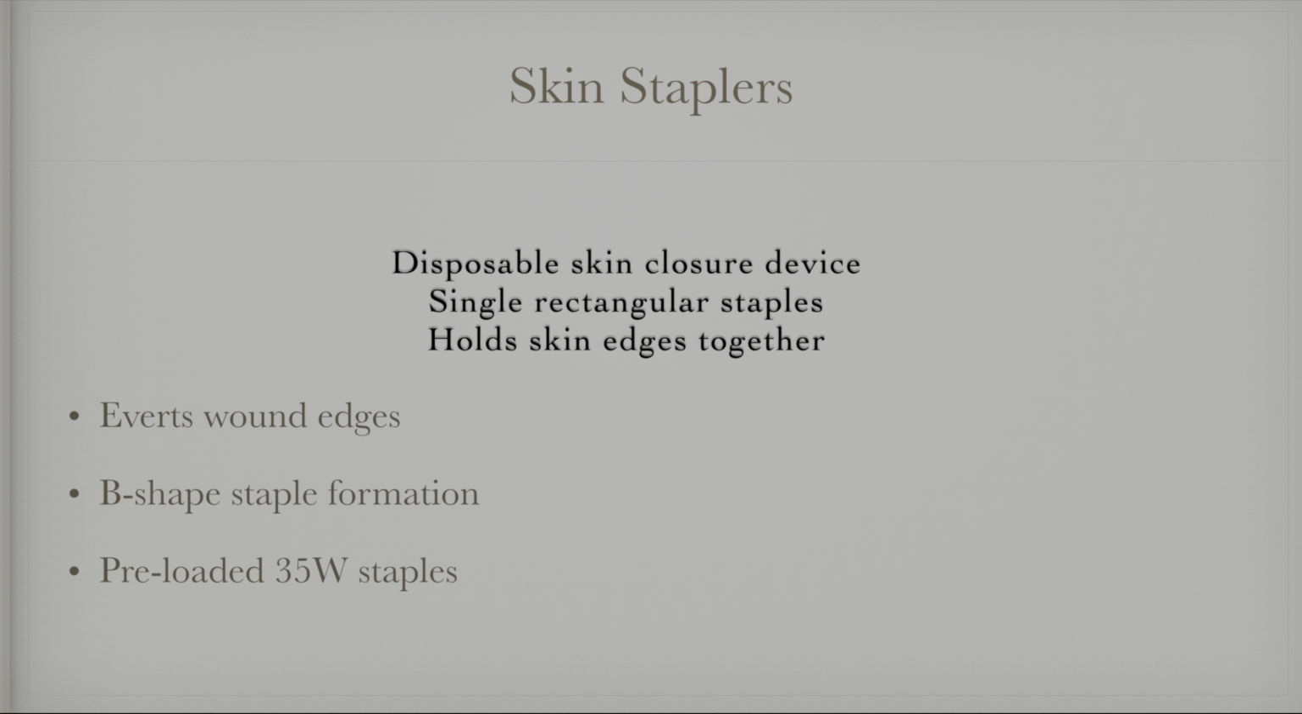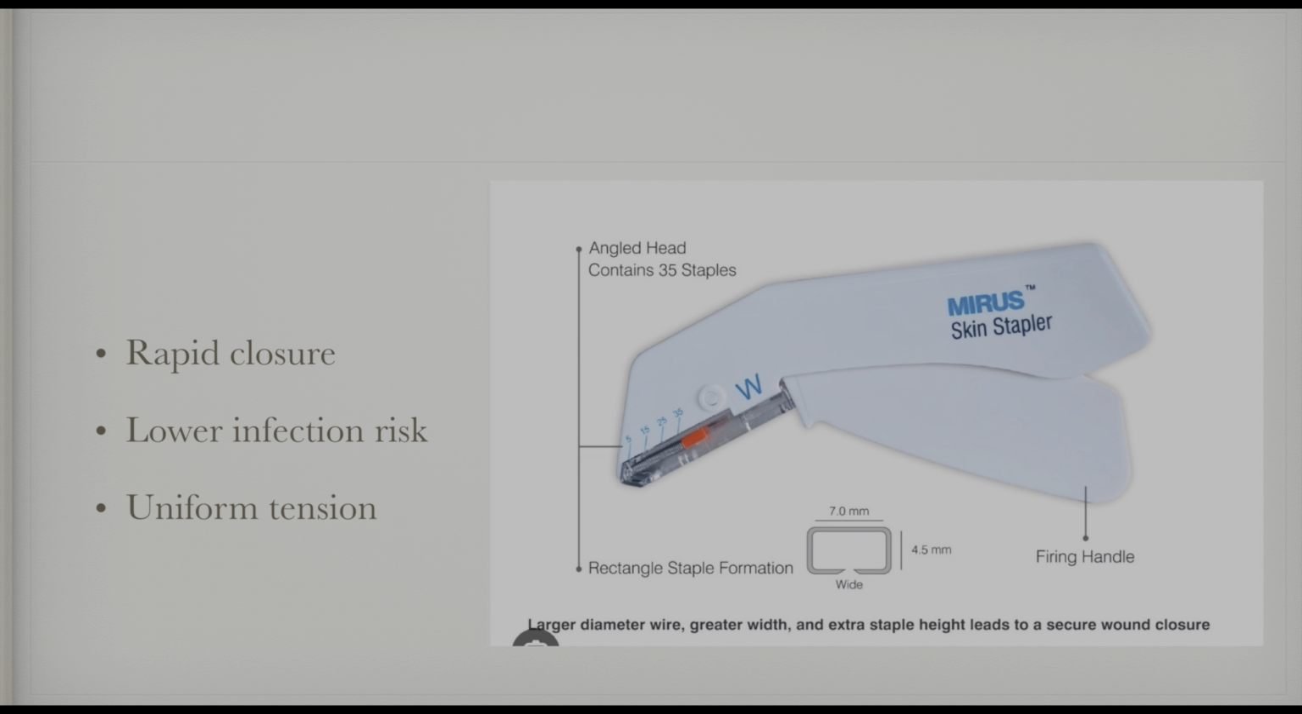Skin staplers are disposable skin closure devices. It has single rectangular staples. It holds skin edges together. It avoids wound edge overlap. There is B-shaped staple formation. Preloaded 35W staples are present. It causes rapid closure of the wound.